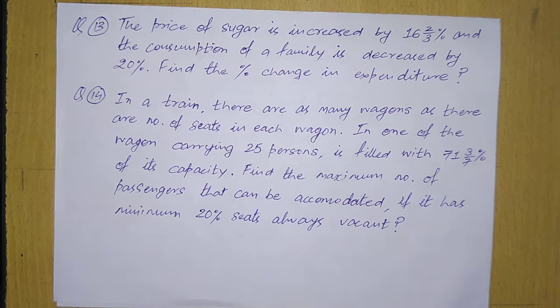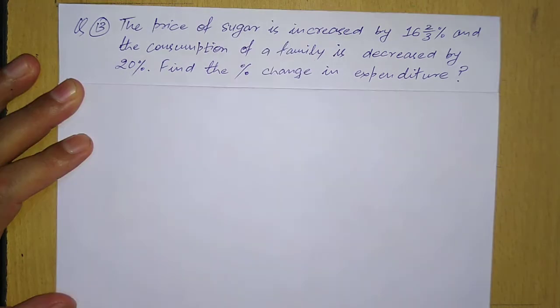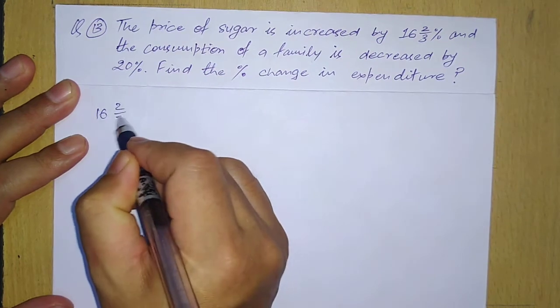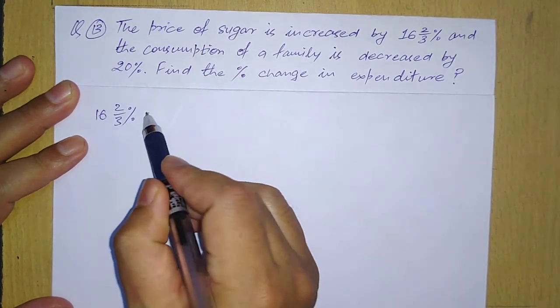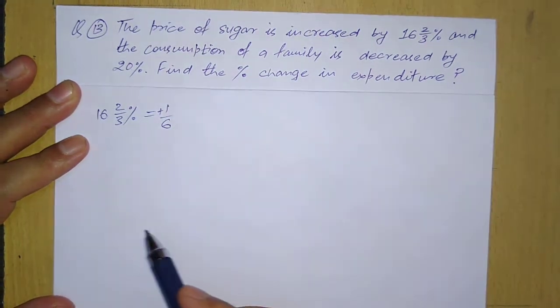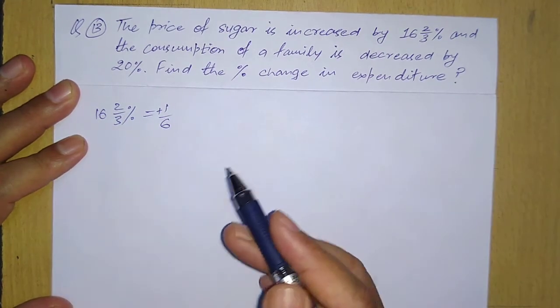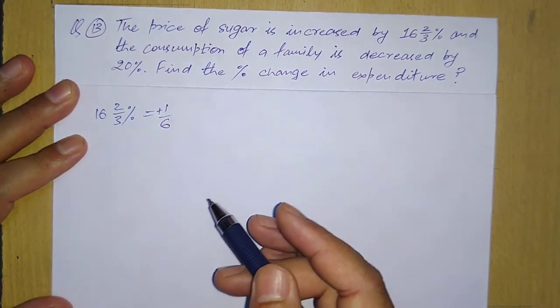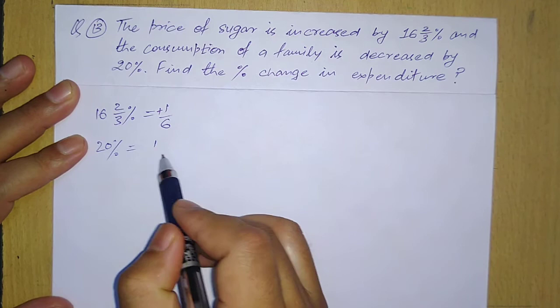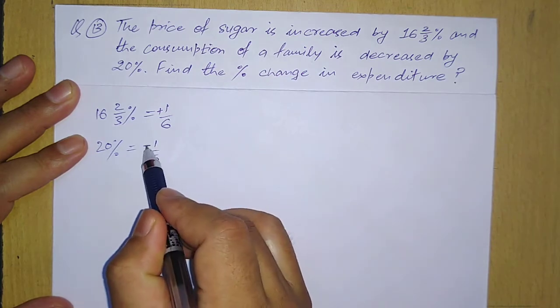Question number 13. The price of sugar is increased by 16.2/3% and the consumption of a family is decreased by 20%. Find the percentage change in expenditure. In this question it's given the price of sugar is increased by 16.2/3%. We know 16.2/3% is 1 by 6, and it has been increased. And it says the consumption of a family is decreased by 20%. Consumption is decreased. 20% is 1 by 5. So it has been decreased.